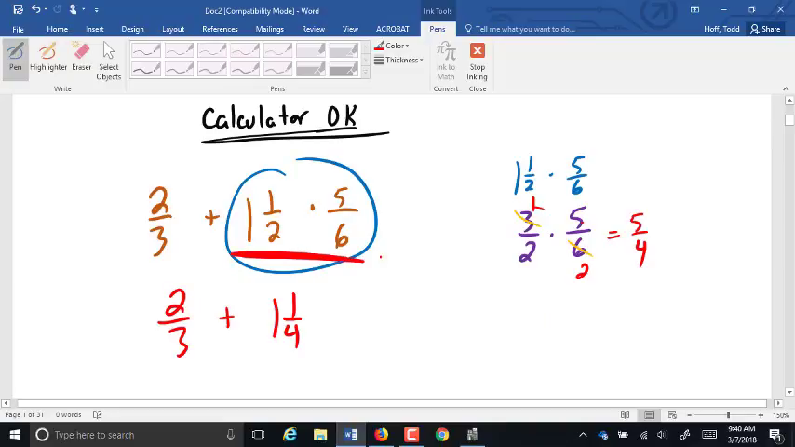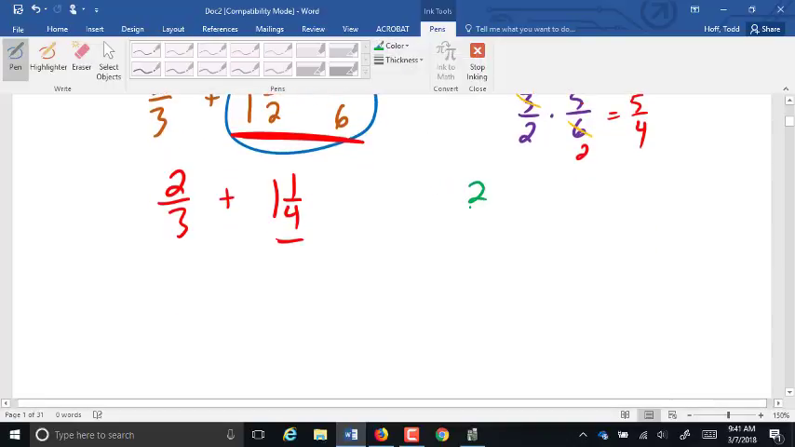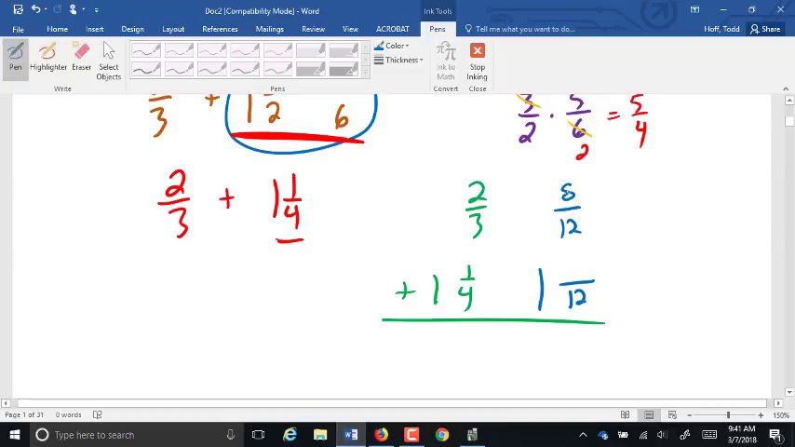So I replace the 1.5 times 5/6 with 1 1/4, and then I have to add that to the 2/3. So 2/3 plus 1 1/4. We do need a common denominator, which will be 12. 2/3 becomes 8/12, so 2 times 4 makes 8. 1/4 will become 3/12. We add 8/12 plus 3/12 is 11/12 and 1.